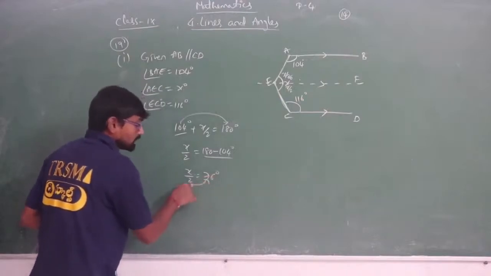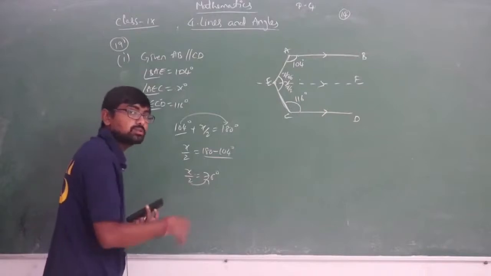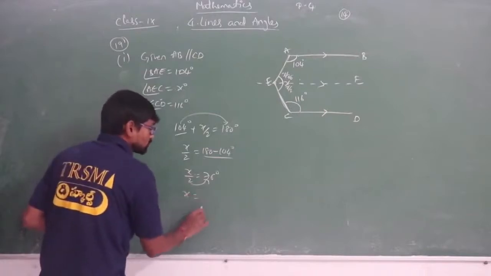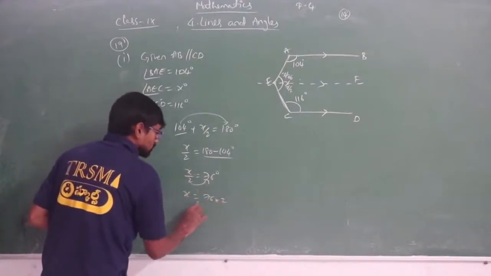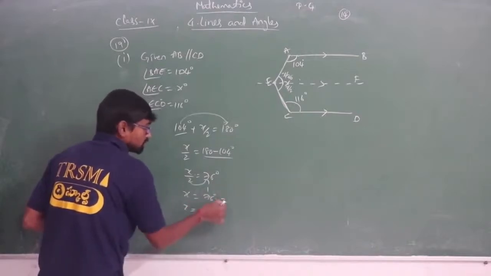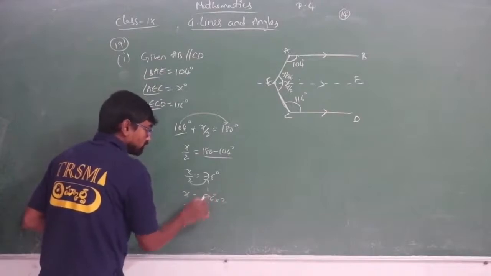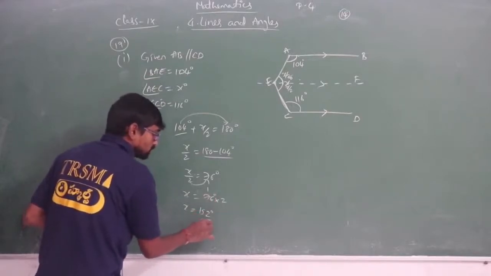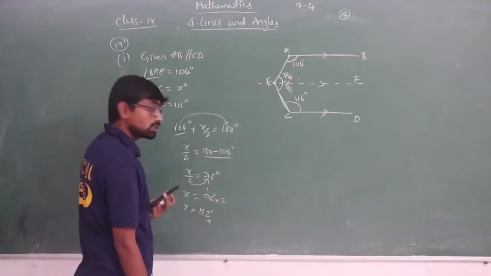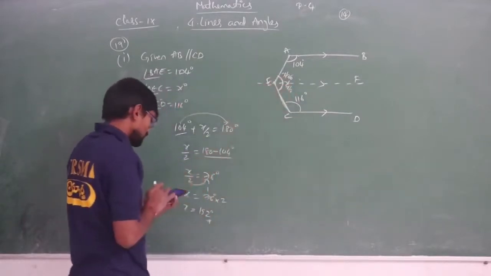If here it is division, what is the multiplicative inverse of dividing by 2? Multiplying by 2. So x is equal to 76 into 2. If you multiply, 6 2s are 12, 7 6... 6 2s are 12, 7 2s are 14 plus 1, 152. Isn't it? What did we get here? We have got the total value of x here.